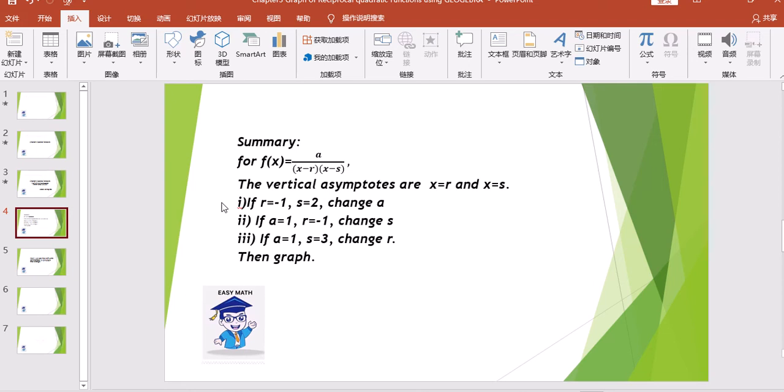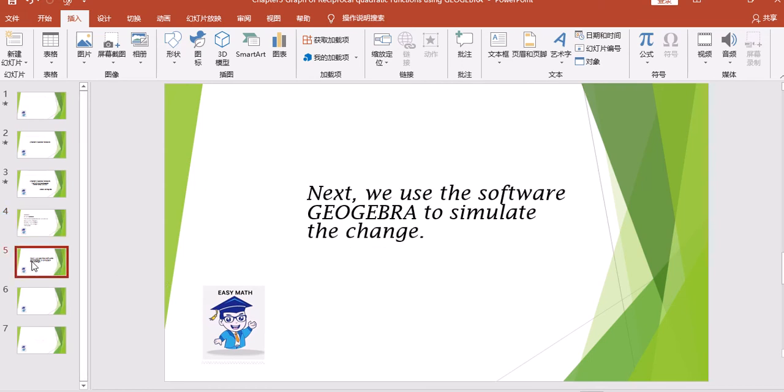There are three situations. The first one is if r equals -1 and s equals 2, change a. The second one is if a equals 1 and r equals -1, change s. The third one, if a equals 1 and s equals 3, change r, then graph. We use the software GeoGebra to simulate the changes.